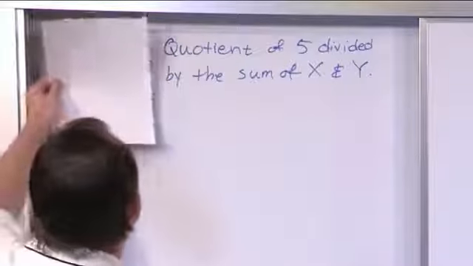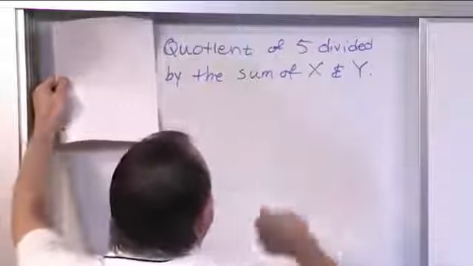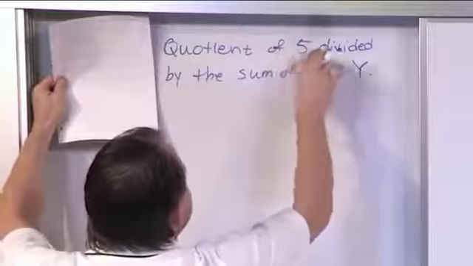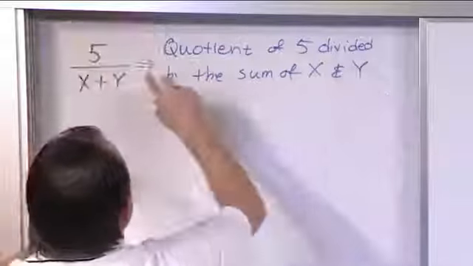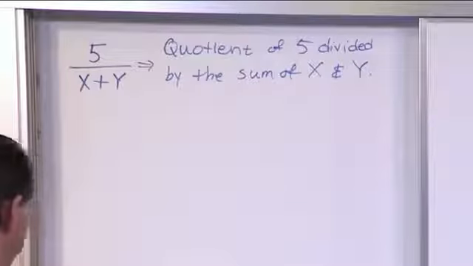So you could literally not see this, and you could translate this back to math. It's the quotient of 5 divided by something. What is it divided by? Divided by the sum of x and y. 5 divided by x plus y.